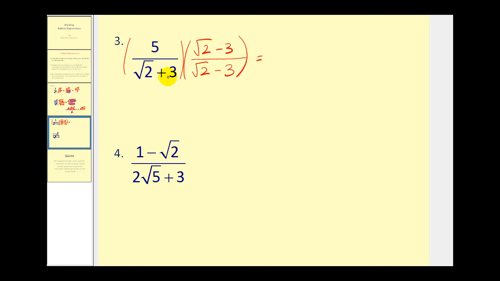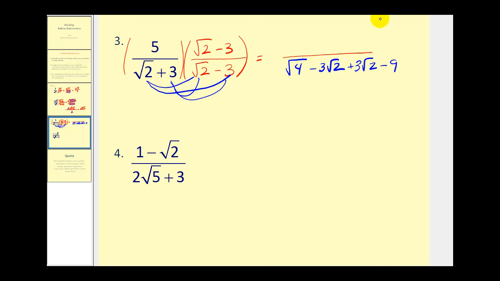Let's go ahead and multiply out the denominator first. Here we'd have the square root of 2 times the square root of 2 as the square root of 4. Now these are conjugates, so the next 2 products should be opposites. The next product will be a minus 3 square root 2, and then we have a plus 3 square root 2, and then we have 3 times negative 3, so that'll be minus 9. Notice the 2 middle terms are opposites. Those sum to 0.